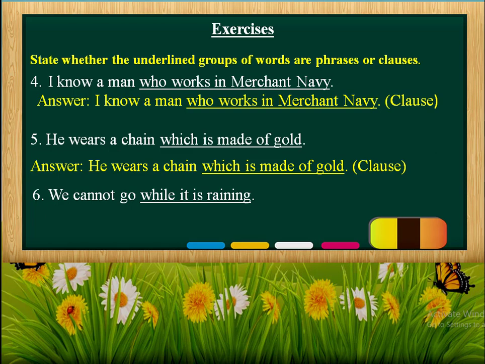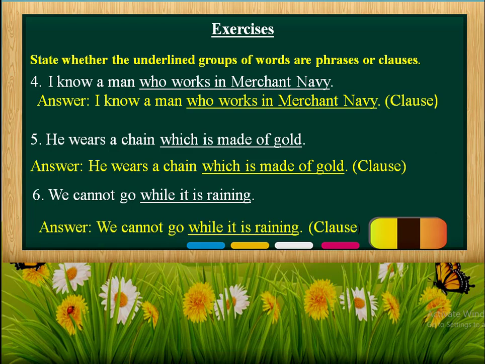Number 6. We cannot go while it is raining. The underlined words are while it is raining. Is it a phrase or clause? The answer is, while it is raining is a clause.